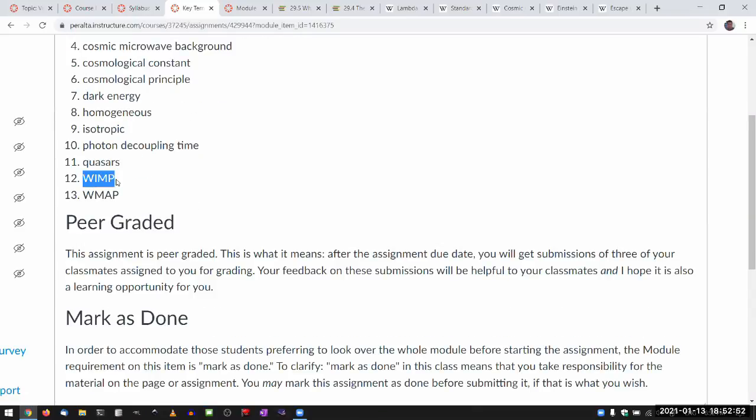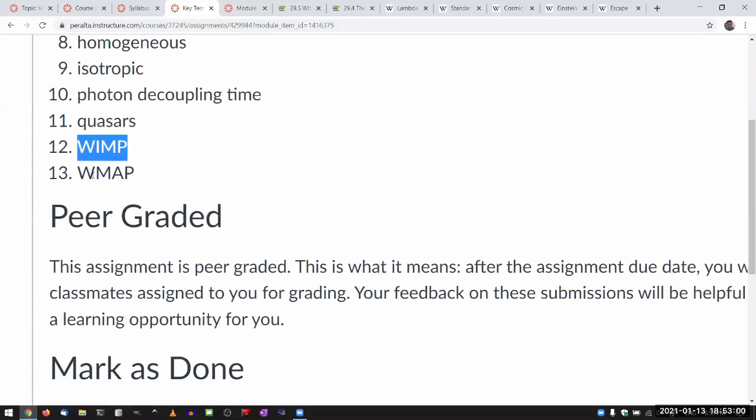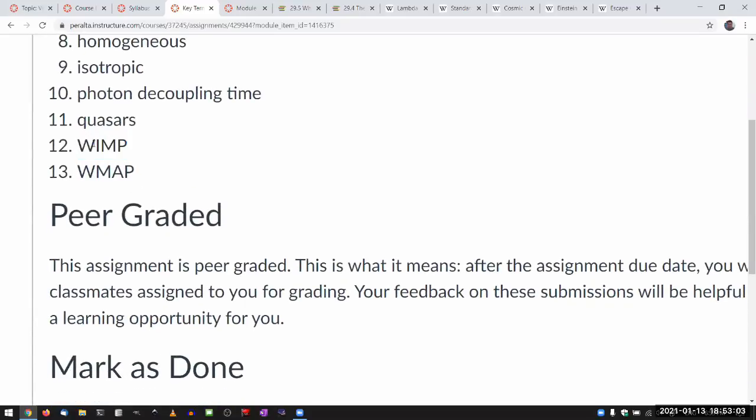WIMP. This is related to dark matter. This is a potential dark matter candidate, and what it stands for is weakly interacting massive particle. It's a topic of interest to particle physicists because WIMP collectively refers to particles that we haven't found yet, because none of the particles we know now match all the categories of the properties such a particle should have.